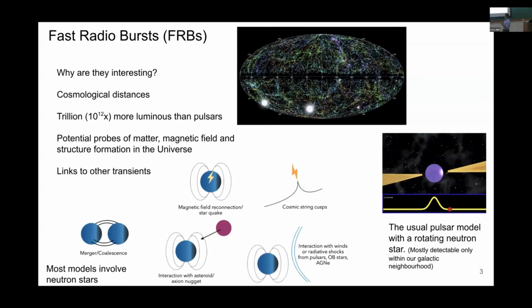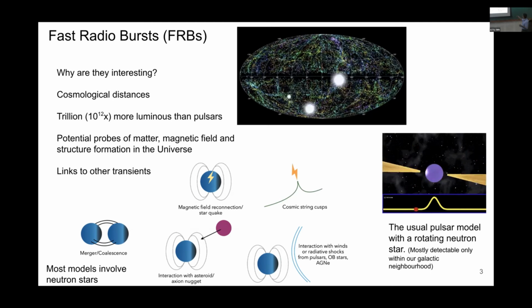So you might ask, why are these transients interesting? Well, for one, we don't know what they are, so we want to find out. And the other thing is that, to be visible from cosmological distances, they have to be 1 trillion times brighter, more luminous, than the pulsars which we know of.